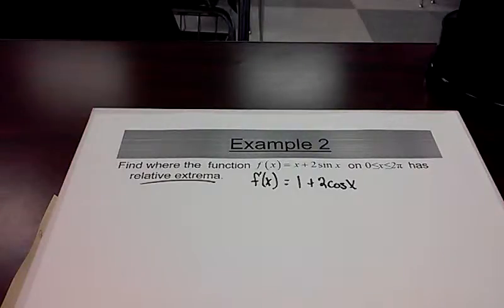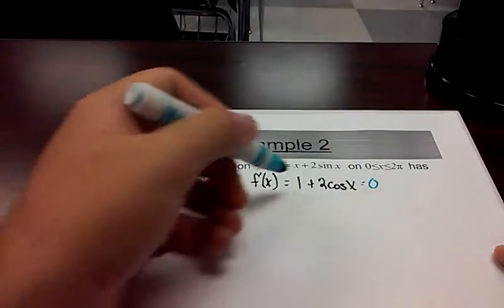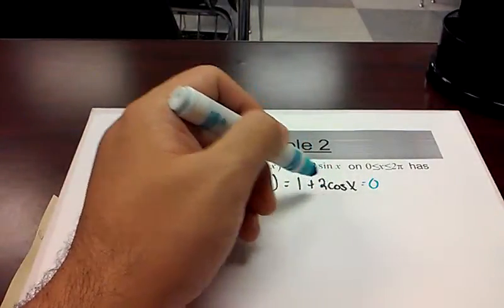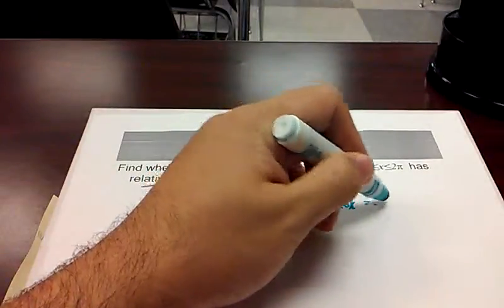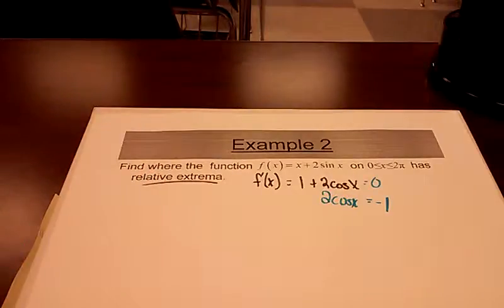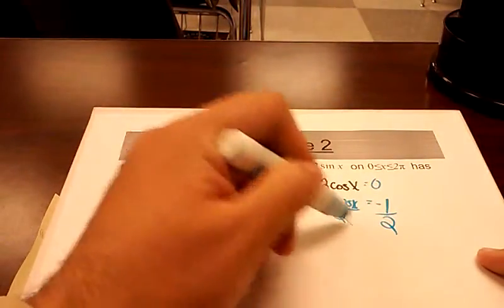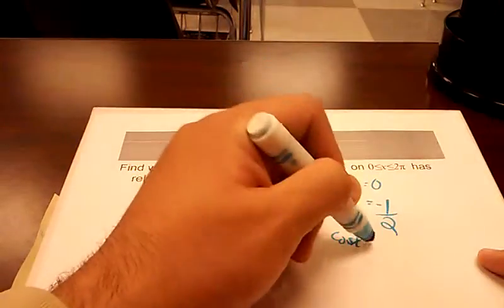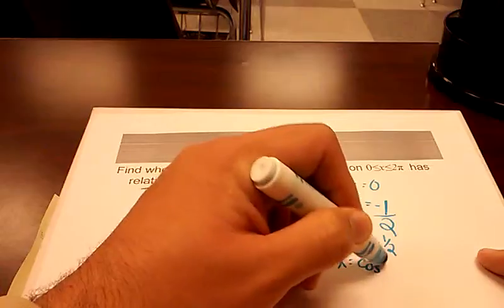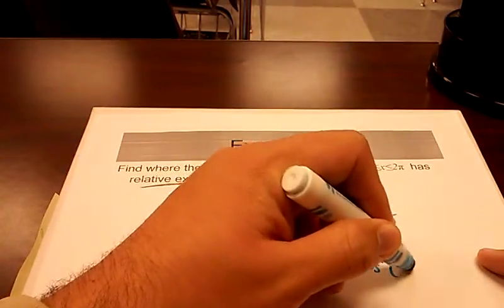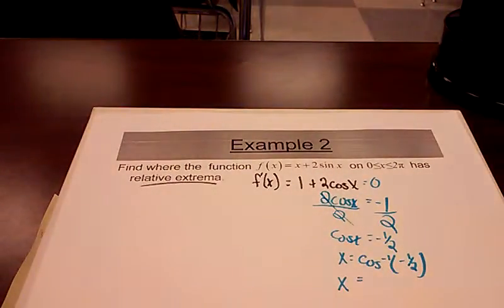So we don't have to worry about where this derivative is undefined, but you do have to worry about where the derivative is 0. So I'm going to set this equal to 0, and I'm going to solve this for x. So I'm going to get 2 cosine of x is equal to -1. All right, next I'm going to solve this for cosine of x by dividing by 2. So I get cosine of x is equal to -1/2, and to solve this for x, I'm going to do cosine inverse of -1/2.